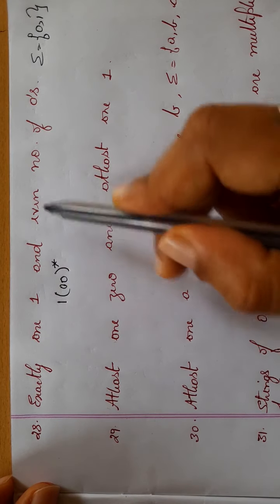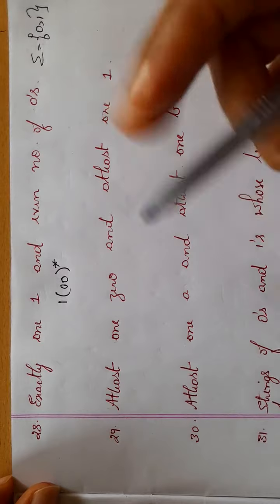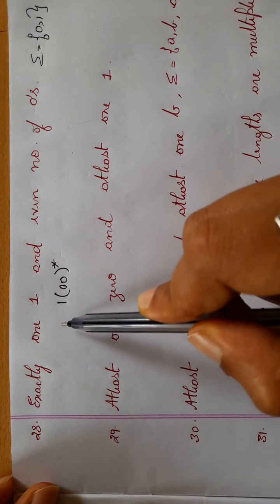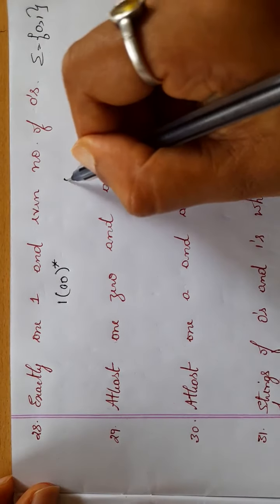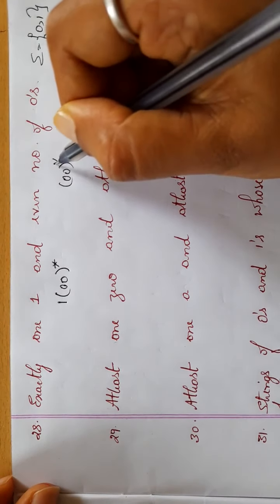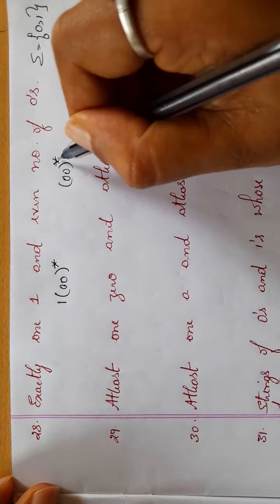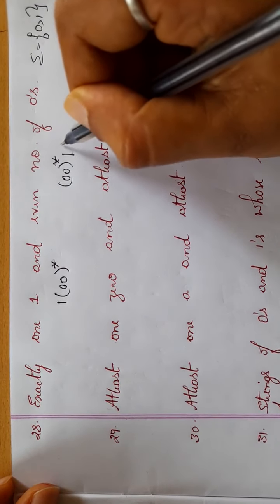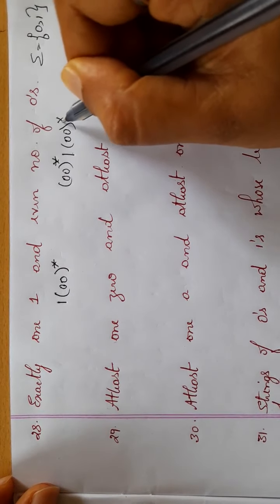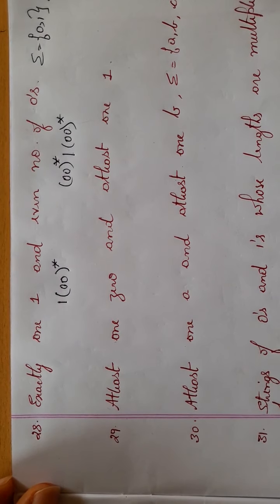Okay, if even number of zeros are anywhere, you can change it to 0, 0 star 1 and then 0, 0 star, that is 0, 0 star, and then 0 or more occurrences of even number of zeros, exactly 1, 1, 0 or more occurrences of even number of zeros.